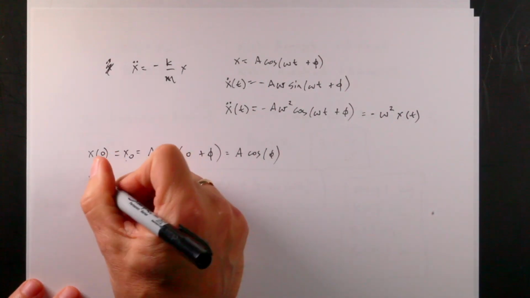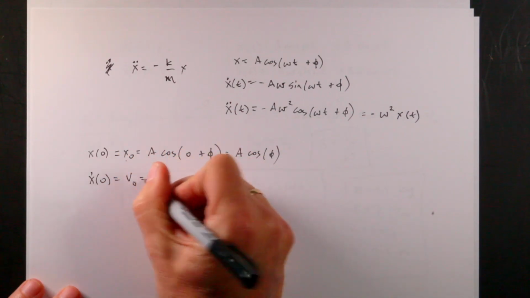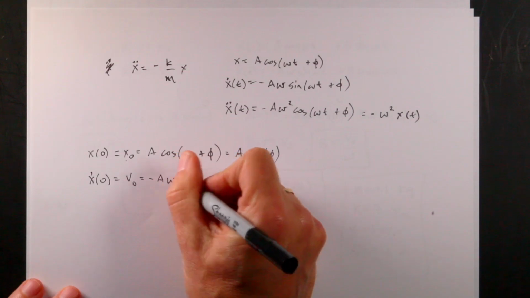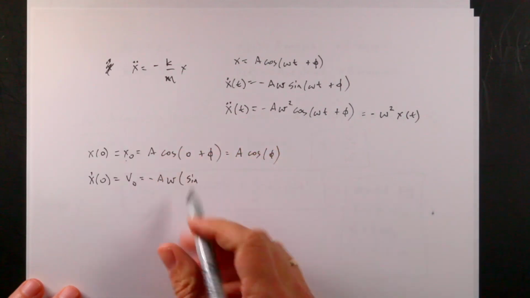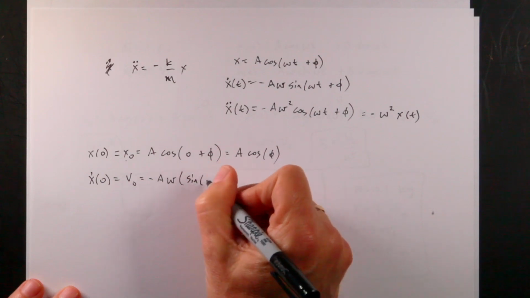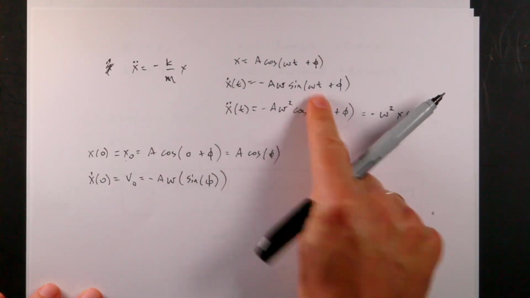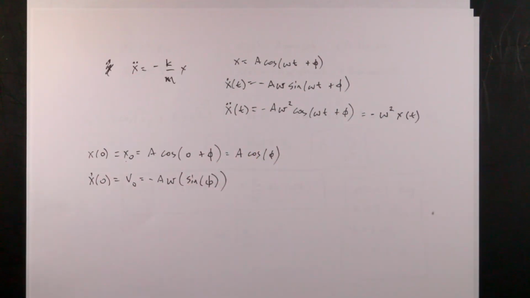Okay, and then I can say x dot of 0 is going to be equal to v0, and that's going to be equal to negative a omega sine of phi, right? Because here t is 0 too. So I have two equations, but I don't really know what anything is.